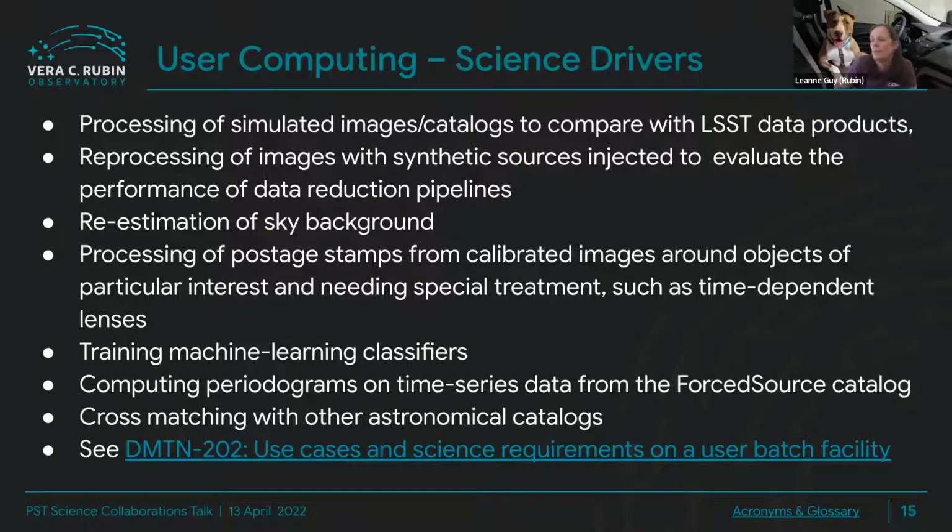I probably don't need to go through this, and I want to skip over it. This is just if you want to have a look at some of the science drivers that we're thinking of in terms of user-generated data products. I have some here, and then this is the tech note where we have our use cases and science requirements on user batch. Please take a look at it and send me feedback if you'd like to.